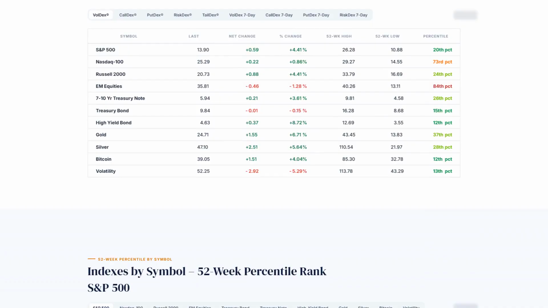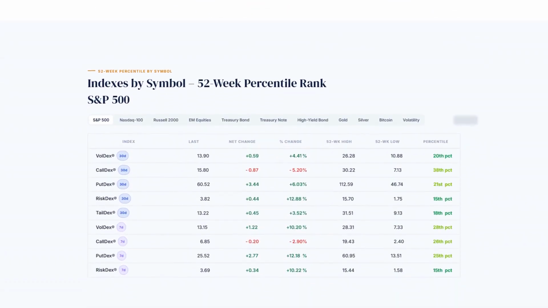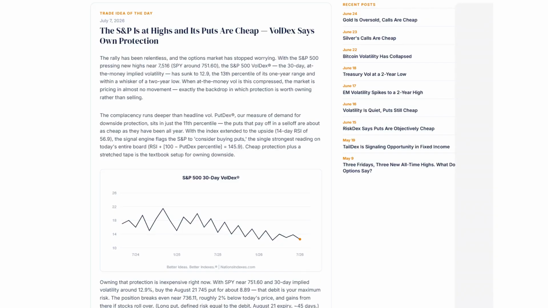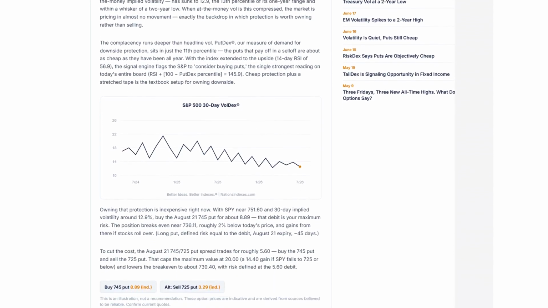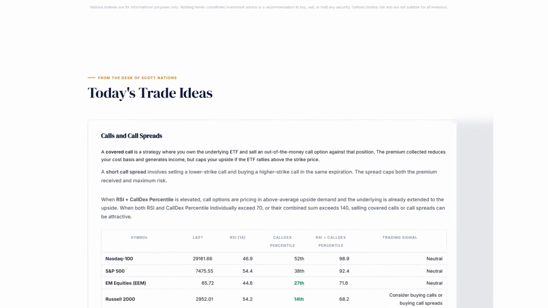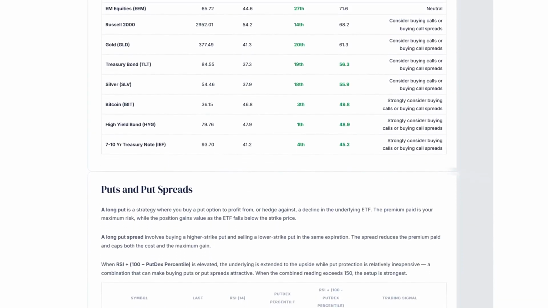Big Movers ranks the day's largest percentage changes. And the 52-week percentile tables tell you whether today's reading is high or low against a full year of history. Below the tables, the trade ideas of the day, and the signal tables that combine RSI with CallDex and PutDex percentiles into plain English signals.